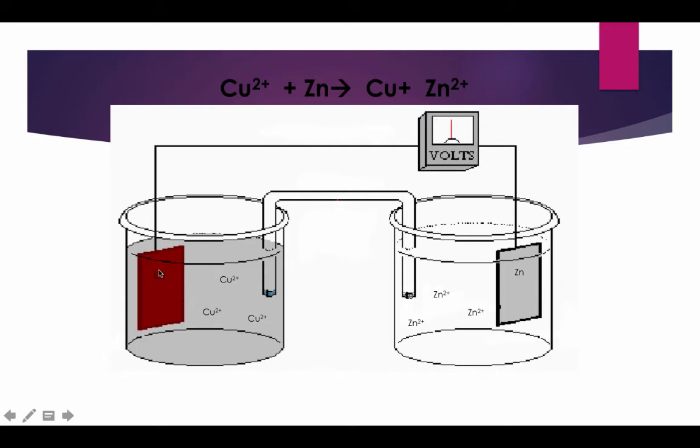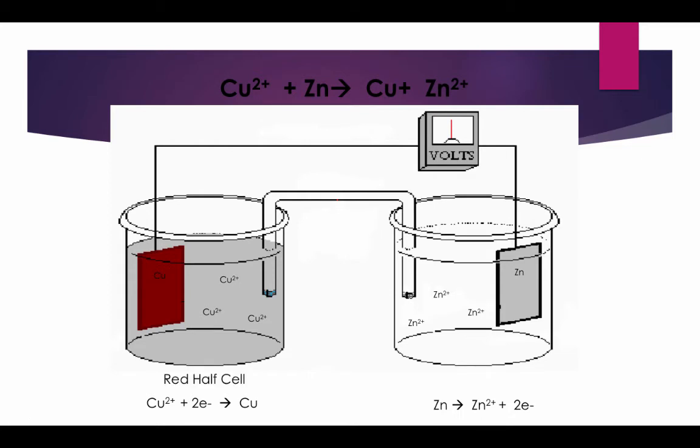Since this is copper, and we see that copper is being reduced in this equation, we know that the half reaction happening in that half cell is the reduction half reaction. Likewise, since zinc is being oxidized, the half reaction happening in the zinc half cell is shown here, zinc being oxidized.